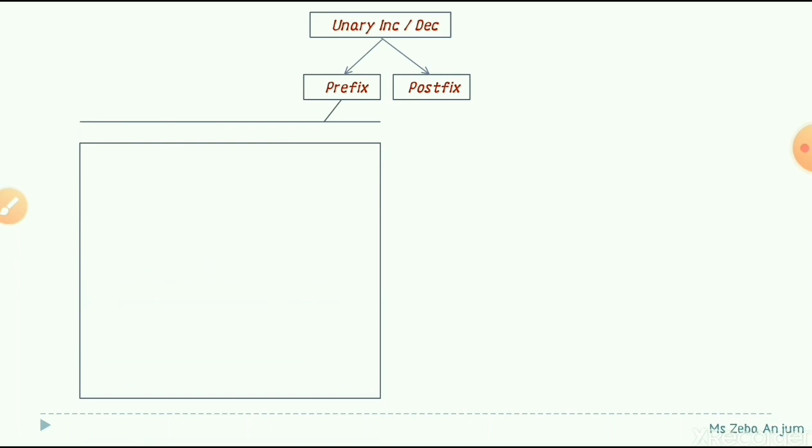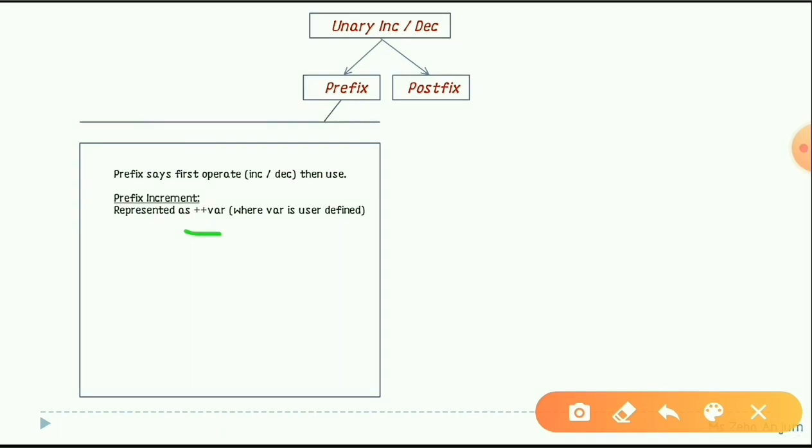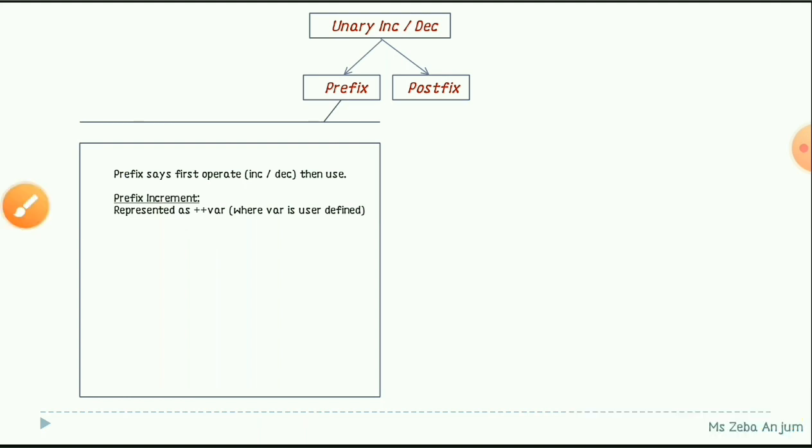Prefix means firstly you have to do the operation, that is, add or subtract, and afterwards you have to use the value. Prefix says first operate, that is, increase or decrease, then use. Now firstly let us see prefix increment. It is represented as plus plus variable. Since it is prefix increment, firstly you have to perform the operation, that is why the plus plus sign comes before your variable, and obviously the variable is user defined. So let us see one example now.